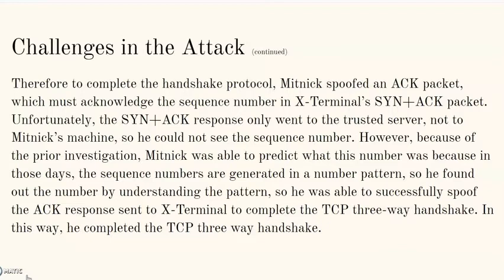Therefore, to complete the handshake protocol, Mitnick spoofed an ACK packet, which is an acknowledgement packet, which must acknowledge the sequence number in the X terminal's SYN plus acknowledgement packet. Unfortunately, the SYN plus acknowledgement response only went to the trusted server, not to Mitnick's machine, so he could not see the sequence number. However, because of the prior investigation, Mitnick was able to predict what this number was, because in those days, the sequence numbers were generated in a number pattern. So he found out the number by understanding the pattern.